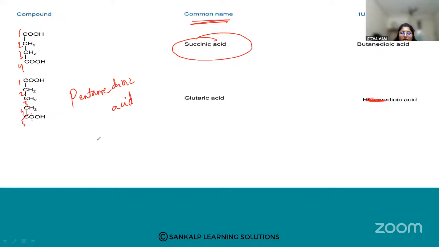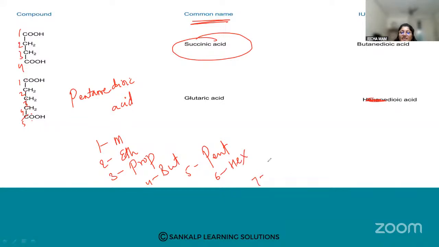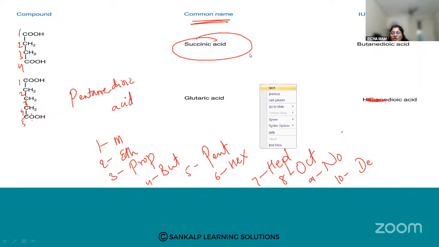When you have one carbon, it is meth. When you have two, it is eth. Three, prop. Four, but. Five, pent. Six, hex. Seven, hept. Eight, oct. Nine, non. And ten is dec. So remember this. There are five carbons, so we are going to name it as pentanedioic acid. Dioic means two COOH groups are there.